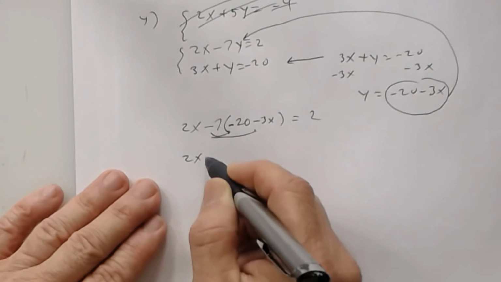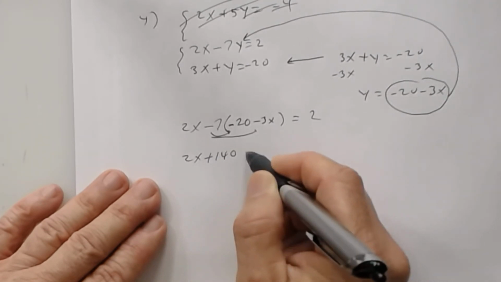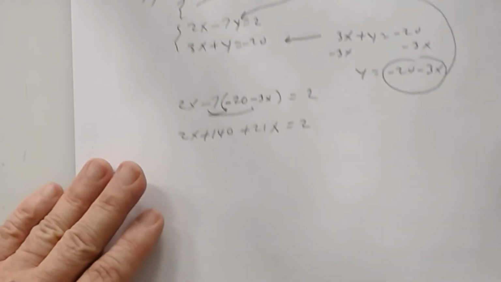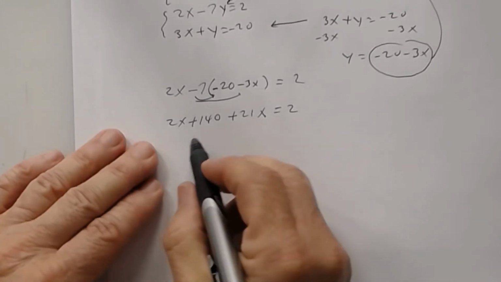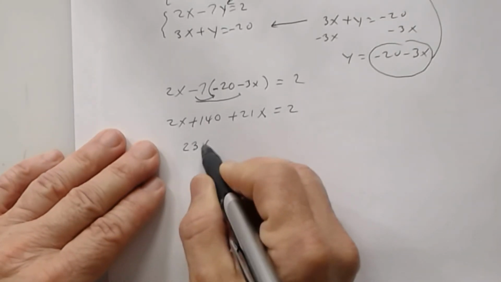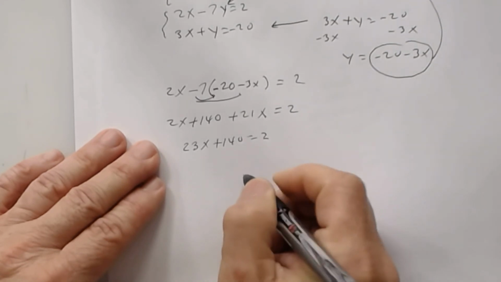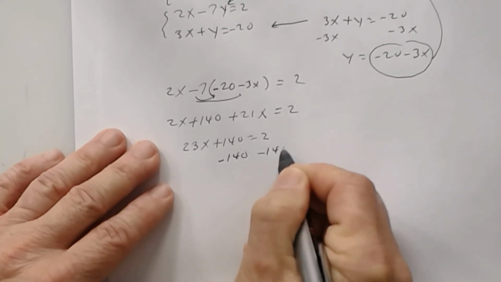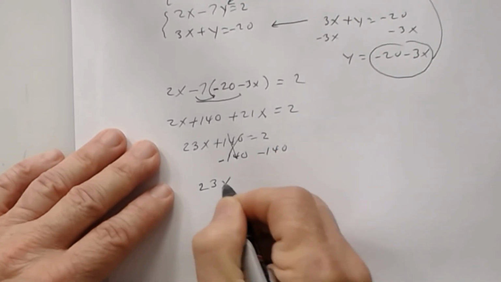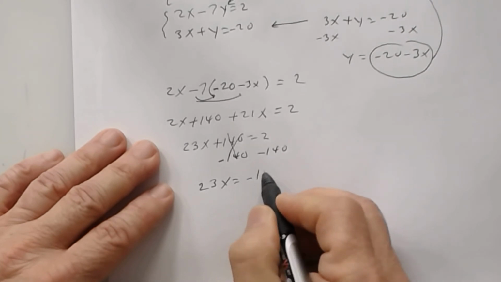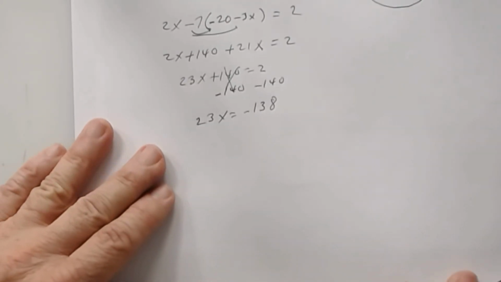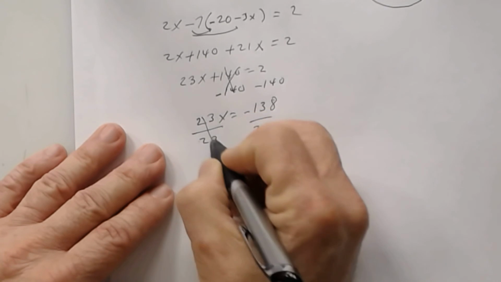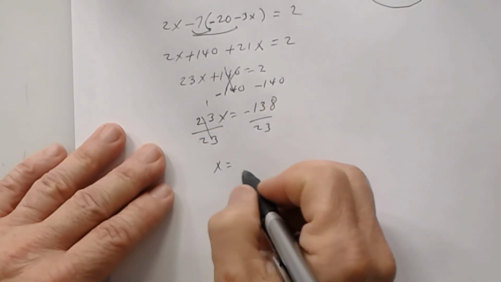All right, so 2x plus 140 plus 21x, is that correct? Yeah. Equal 2. Okay, next step. Combine like terms. So I get 23x plus 140 equals 2. Next step. Subtract 140 from both sides. All right. And so 23x equals -138. Next step. Divide both sides by 23. So what's the x coordinate of your solution?